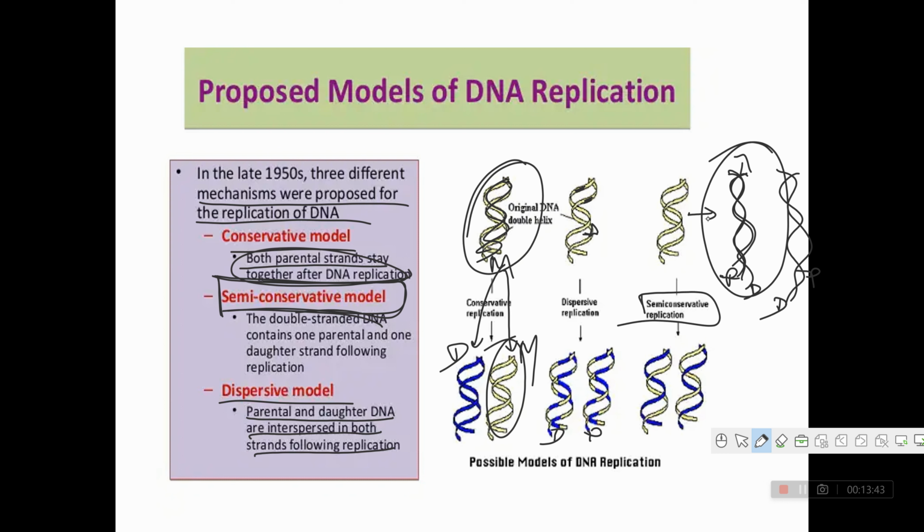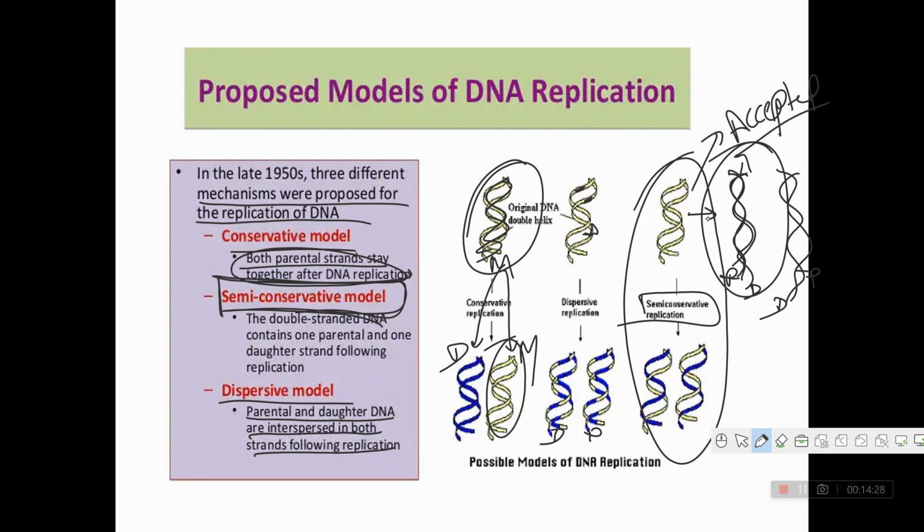Means in conservative, what happened? Both strands of the parent stay together and both strands of the daughter stay together. But in semi-conservative, what happened? One strand is daughter DNA and one strand is parental DNA. Right? So, this semi-conservative model of DNA is the accepted model.